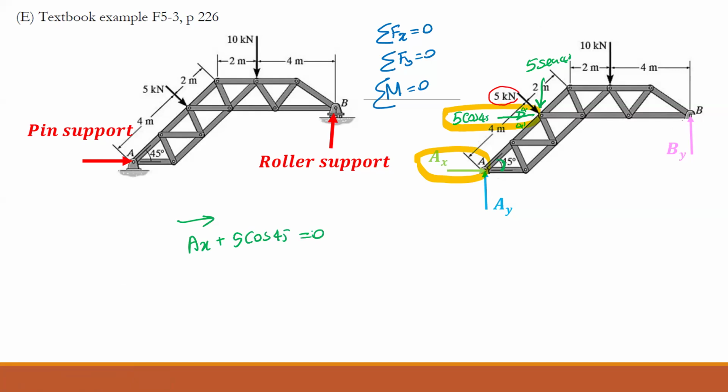So I can now find Ax. Ax is equal to what? Negative 5 cos 45, which, if you put that number in the calculator, is 3.54 kilonewtons roughly. Okay, so we found one. Is that right?